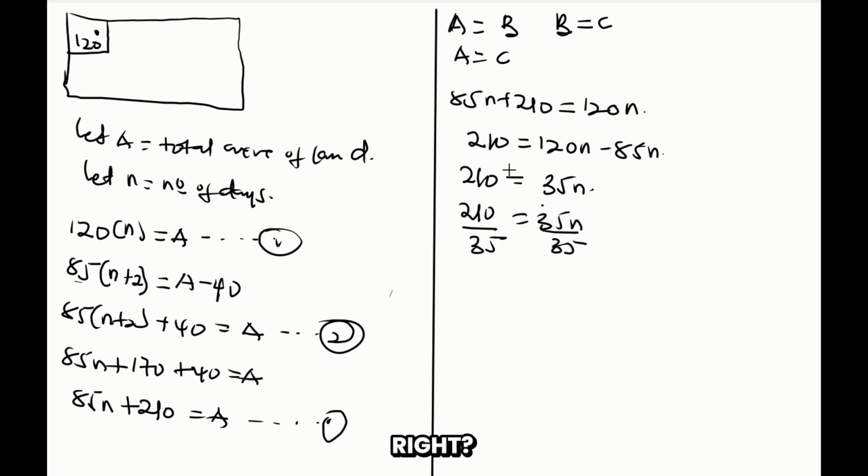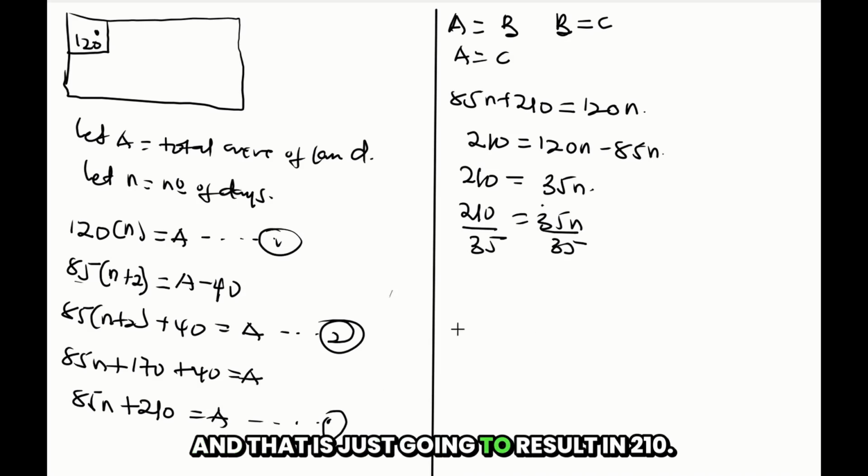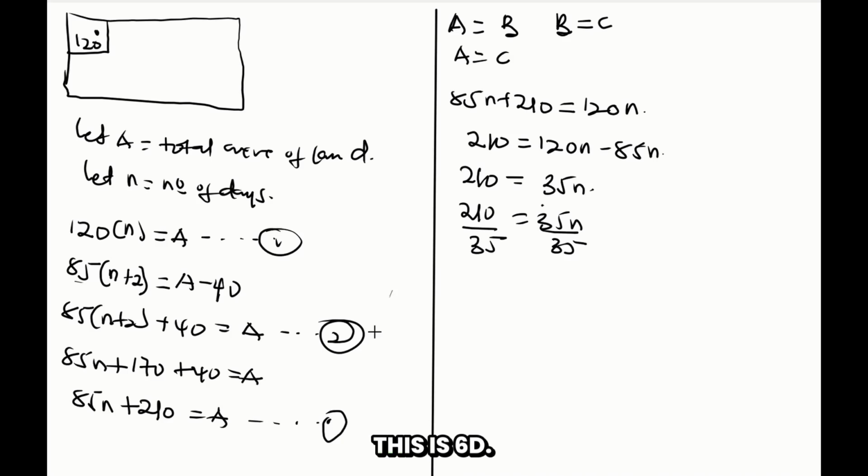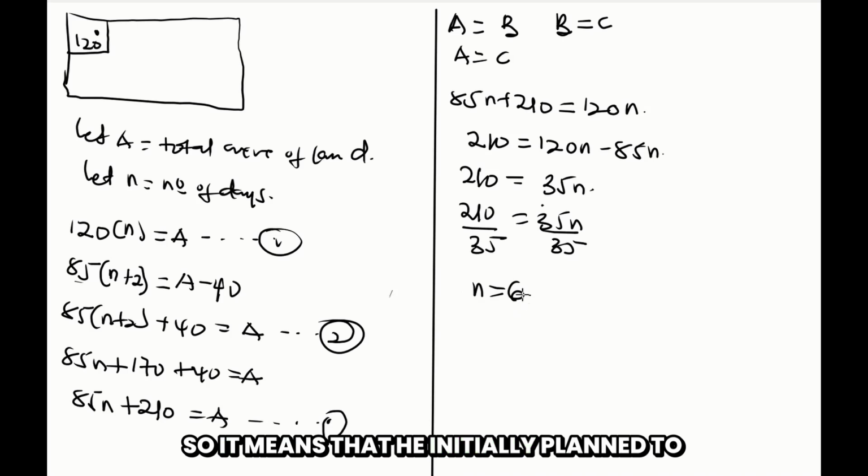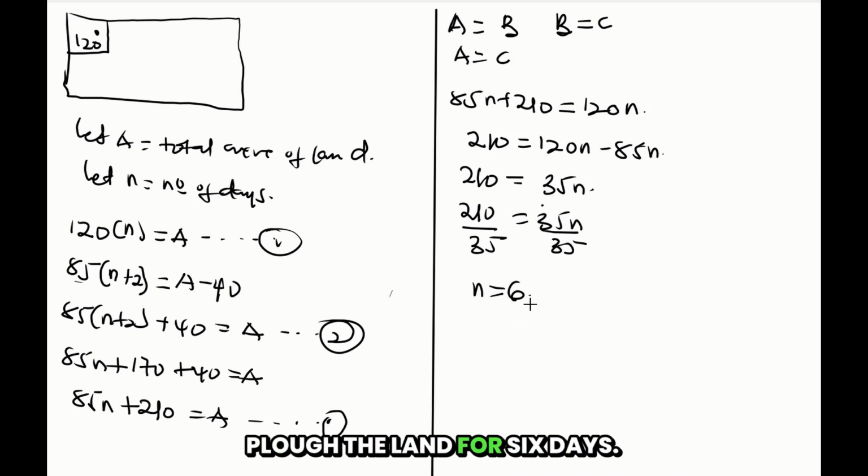Divide through by 35. 210 divided by 35 should give us 6. This is 6 days. So it means that n is 6. So it means that he initially planned to plow the land for 6 days.